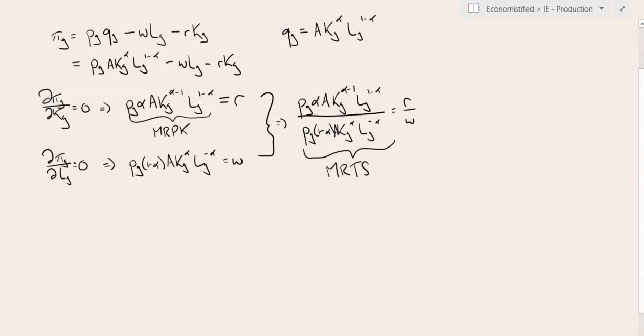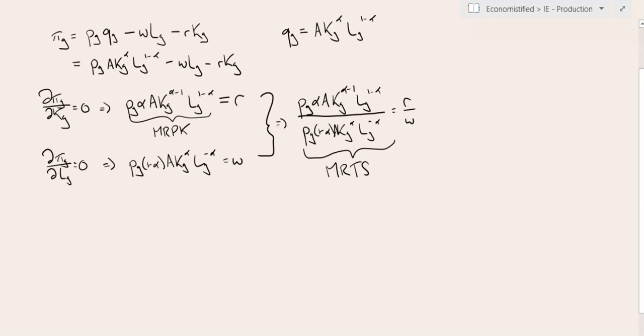And this is one of our conditions for production efficiency. So note that, again, factor prices are the same across all firms. So we're going to have that the marginal rate of technical substitution is going to be the same across all firms. And that means there's production efficiency. We can't rearrange the inputs of the different firms in order to make all firms produce more.